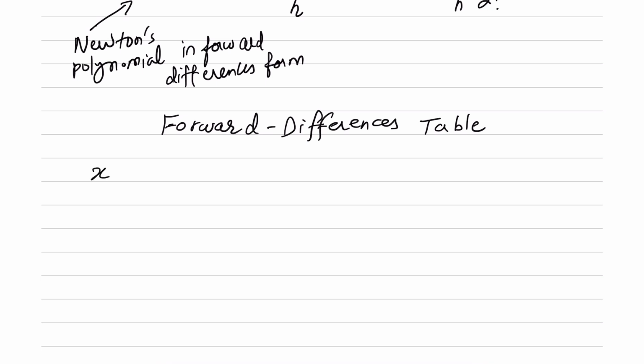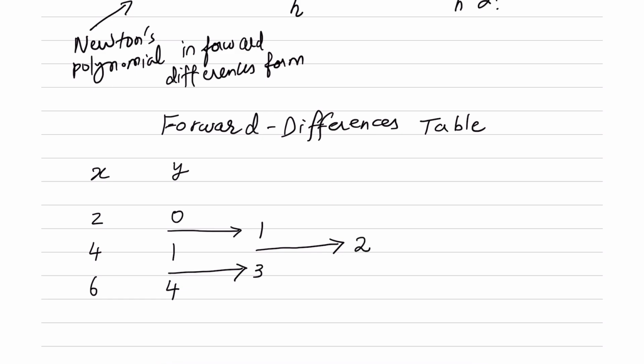Let's write the x and y values. X values are 2, 4, 6, and y values are 0, 1, 4. To construct a forward differences table, first we will calculate the differences. 1 minus 0, it is 1. 4 minus 1, it is 3. Next difference will be 3 minus 1, which is 2. We have calculated the differences.